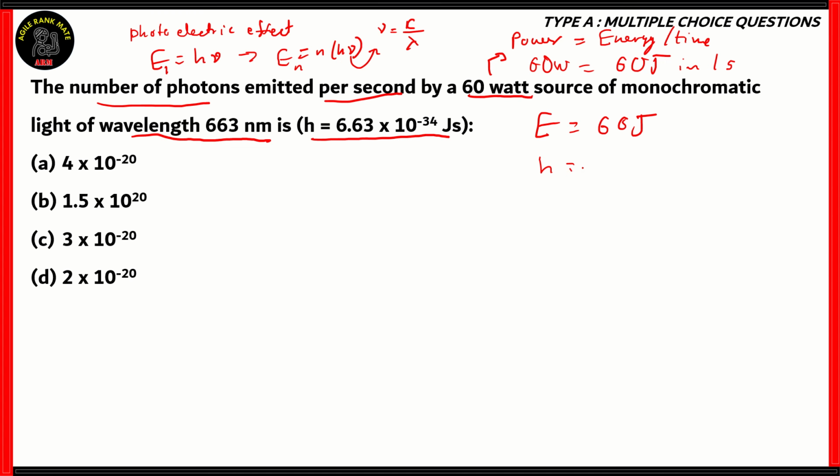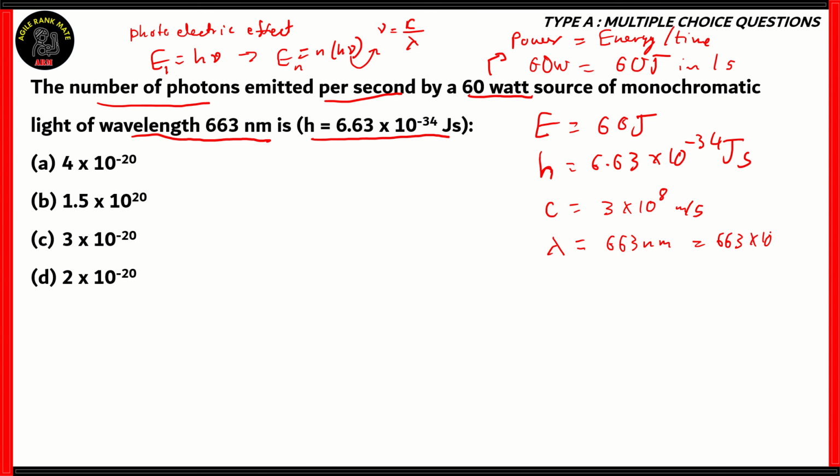Then we know that h equals 6.63 into 10 raised to minus 34 joule seconds. This is h, not n. We have the value of c, that's always the same, which is 3 into 10 raised to 8 meters per second. And we also have the wavelength, lambda, which is 663 nanometers, which is 663 into 10 raised to minus 9 meters, which can be shortened to 6.63 into 10 raised to minus 7 meters.